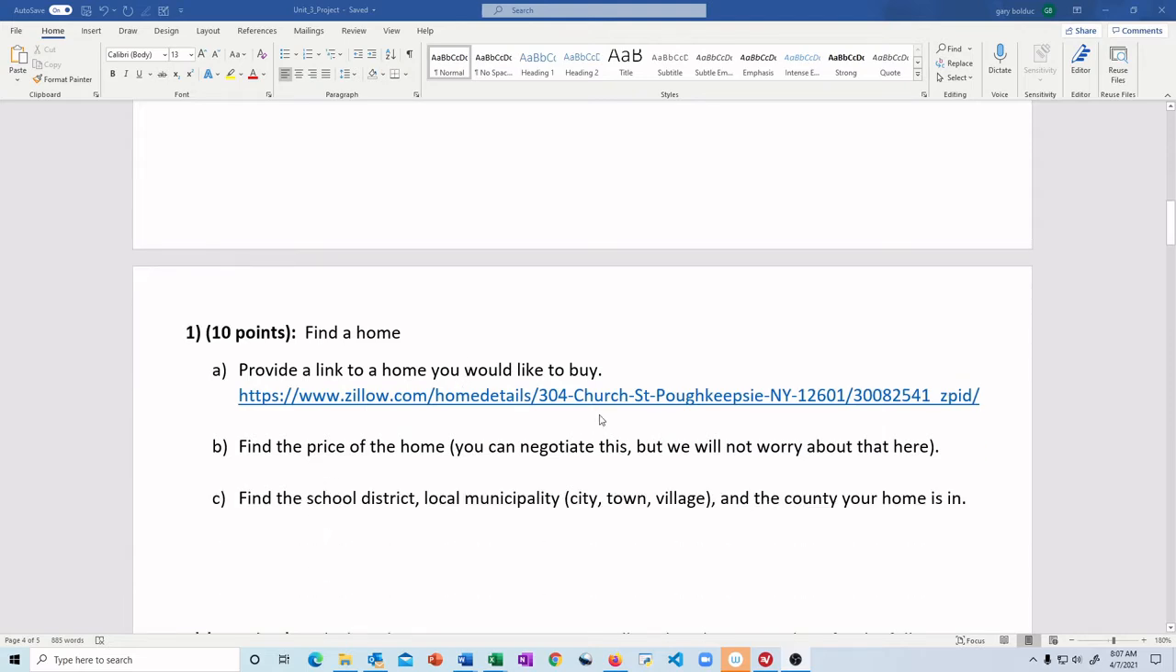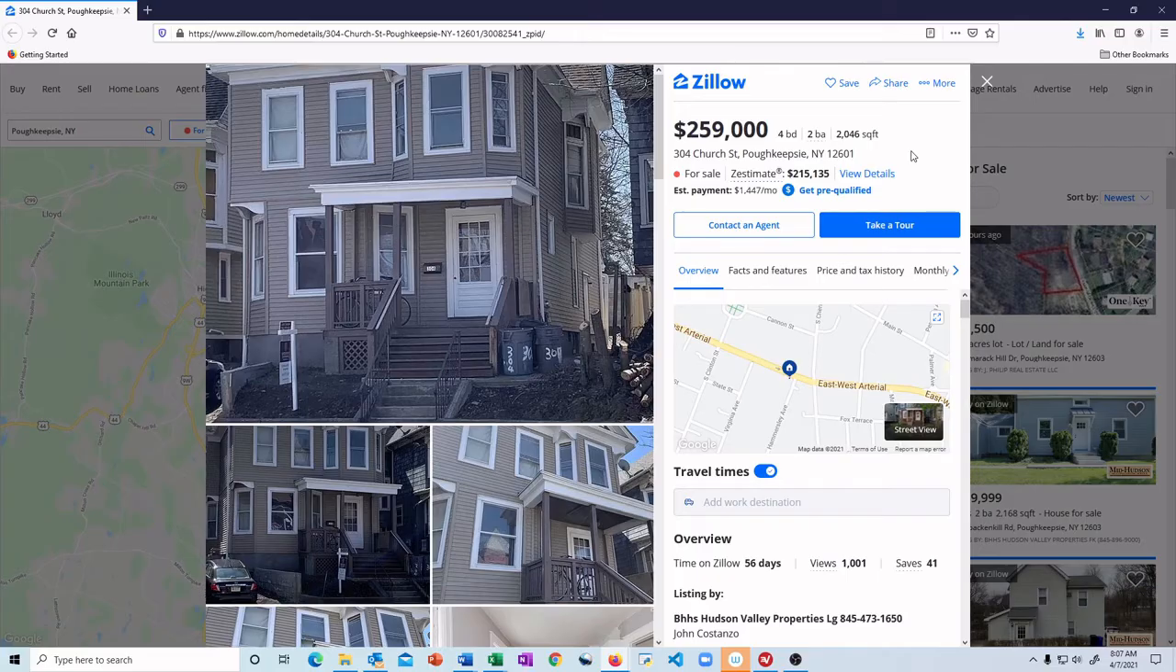So number one, this is just finding the home. I'm going to show you what this looks like and give you an example here. I went onto Zillow, typed in Poughkeepsie, and I found a home. Let me open that up and I'll move it over. For this home, I'm grabbing the price here. That's one of the big important things. I already linked it, but I have to grab the price.